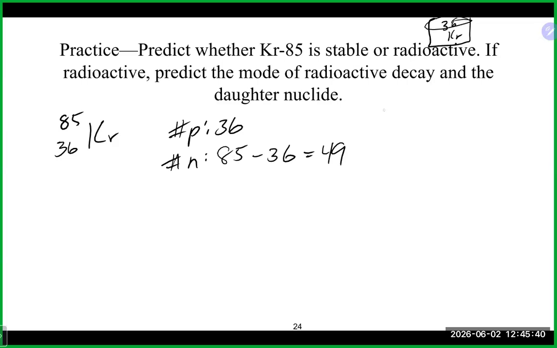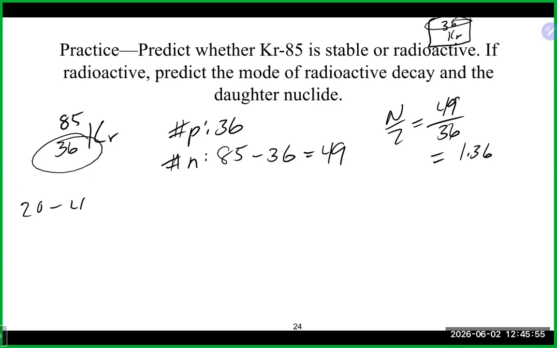In this case, we can do our N to Z ratio. So it's going to be 49 divided by 36. That's going to get us 1.36. This being an atomic number of 36 would fall in the 20 to 40 range, which means the acceptable ratio is 1.25 in this case. 1.36 looks higher, so we are too high. We want to bring us down to that valley of stability.